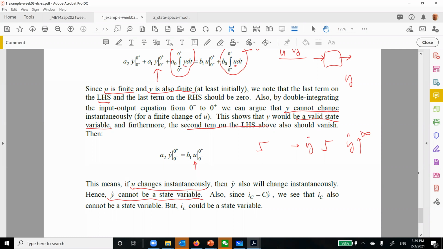Because u can be changed instantaneously. The input signal can have a step change, a sudden change, which is fine, like you turn your switch on and off. But in this case, this current IC cannot be used as a state variable. However, RL could be a state variable. So that answers the question why we cannot use y dot and y as my state vector. This is not going to work.